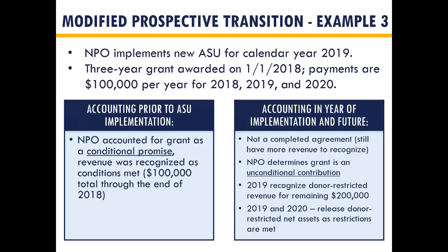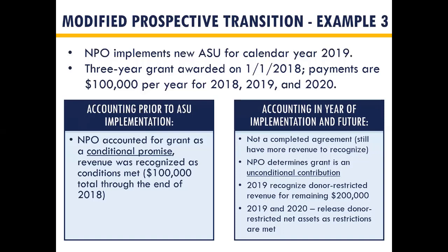So prior to our implementation, the nonprofit had accounted for this as a conditional promise. So revenue was being recognized as the conditions were met. So they had recognized $100,000 through the end of 18. So as we're looking now in the year of implementation, again, it's not a completed contract or completed agreement. We still have some more revenue to recognize.